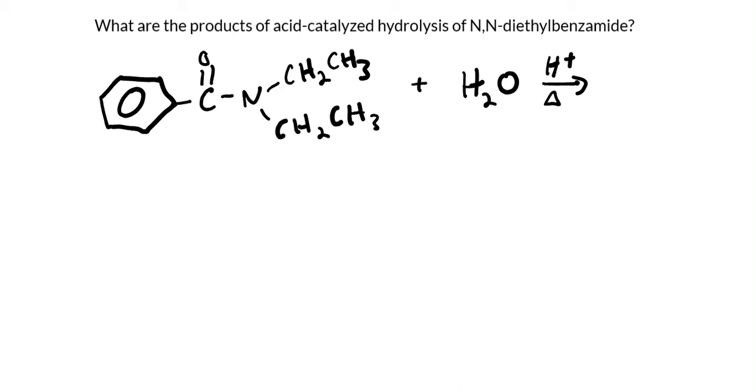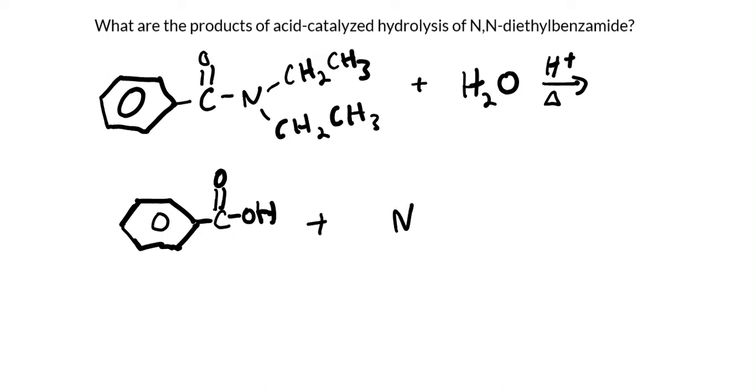All right, so back to our drawing. Now we have there's our benzene ring. So we'll get a carboxylic acid, and in this case it's going to be benzoic acid. Now if we were in base hydrolysis, then our acid would be deprotonated, but since this is acid hydrolysis, we have benzoic acid itself, plus we'll have the diethylamine.